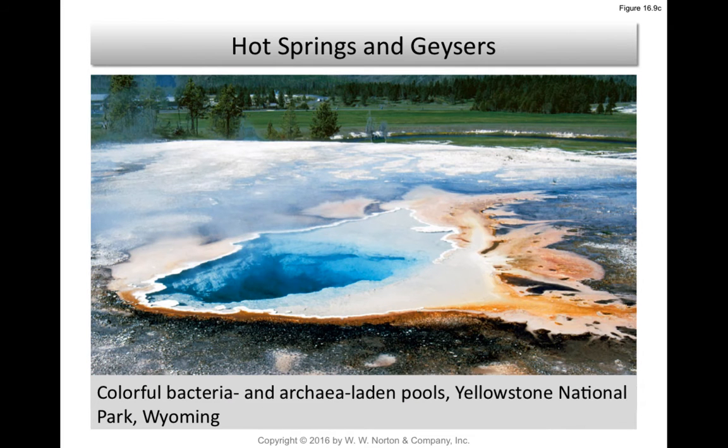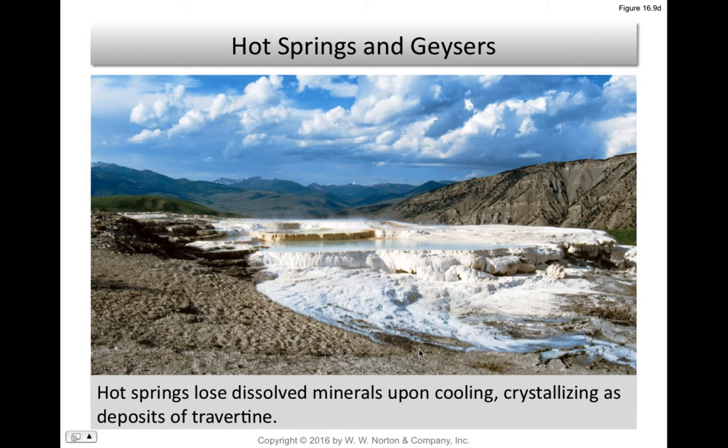Actually, I think this is Yellowstone National Park, and we see these colorful blue, orange, and red colors, and these are really strange bacteria or archaea that live in these pools. One rock type that typically forms at hot springs is travertine, and you can see the layers of travertine that are forming in here. Remember, travertine is a type of limestone.